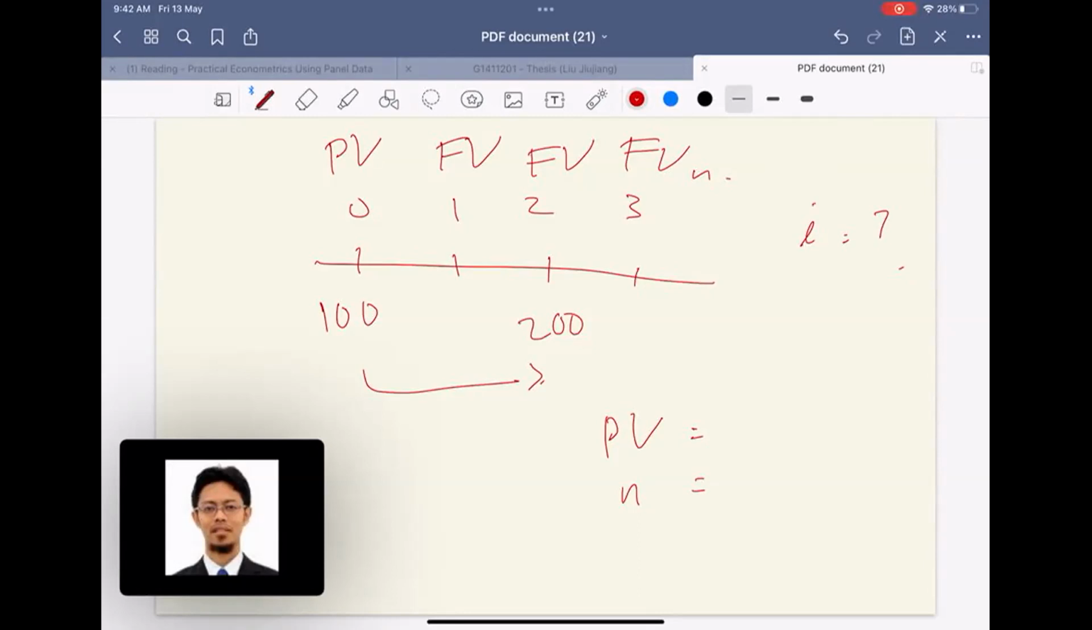Okay, but have you heard that the interest compound semi-annually? So if semi-annually, 1 year, how many times? Two times. Different. So if 2 years, how many number of compounding semi-annually? Four. Yeah. Okay. But for the moment, I just put here period.